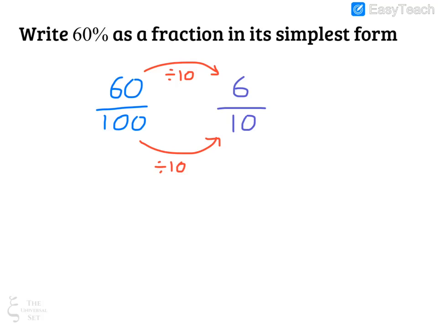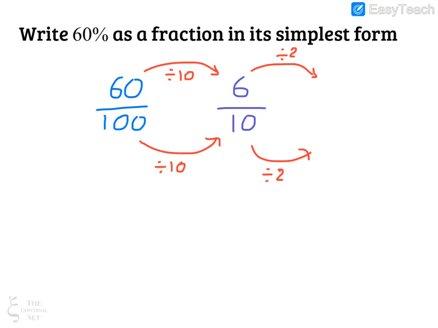Now, are we done yet? Is that its simplest form? No, I don't think it is yet, because these are both in the 2 times table, aren't they? These are both even numbers, so they must be in the 2 times table. So let's go one more step. I'm going to divide by 2 up here. I'm going to divide by 2 down here.